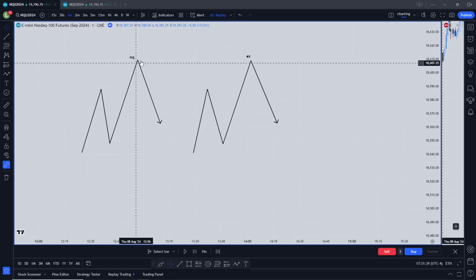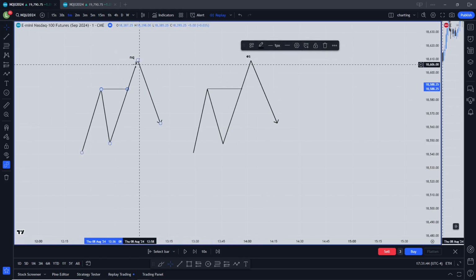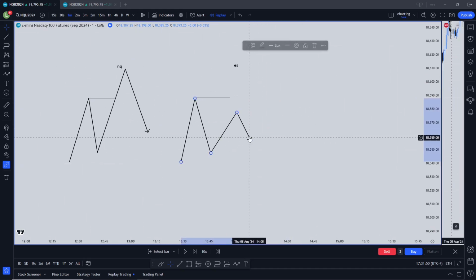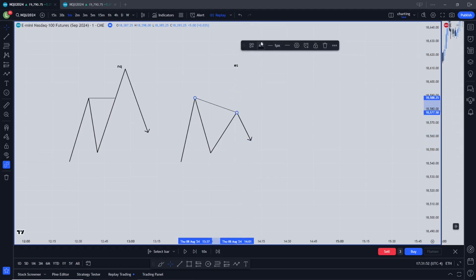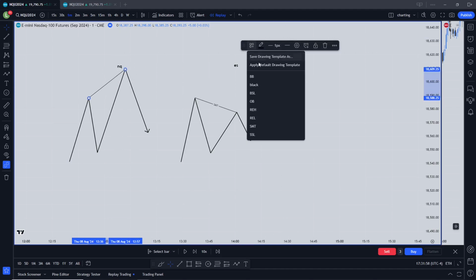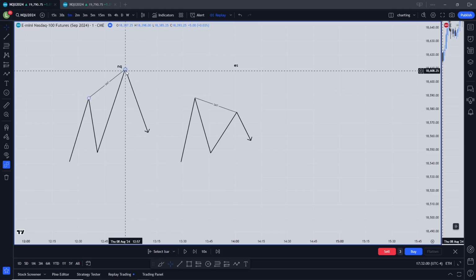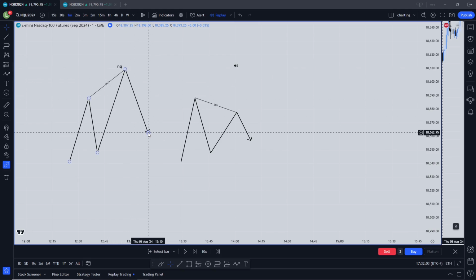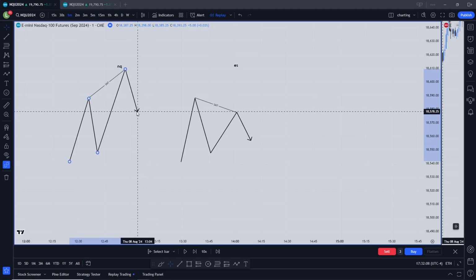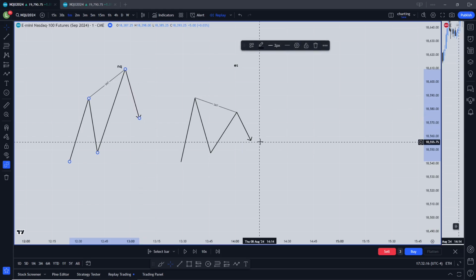Now, an SMT divergence is where instead of making a higher high, NQ makes a higher high, ES creates a lower high like this, right? Now this right here would be an SMT divergence, and this SMT divergence would tell us that we could go down. Now, I wouldn't base a trade completely off of SMT divergences, but it is a good confluence. If you have a setup and there's an SMT divergence, it makes it higher probability.